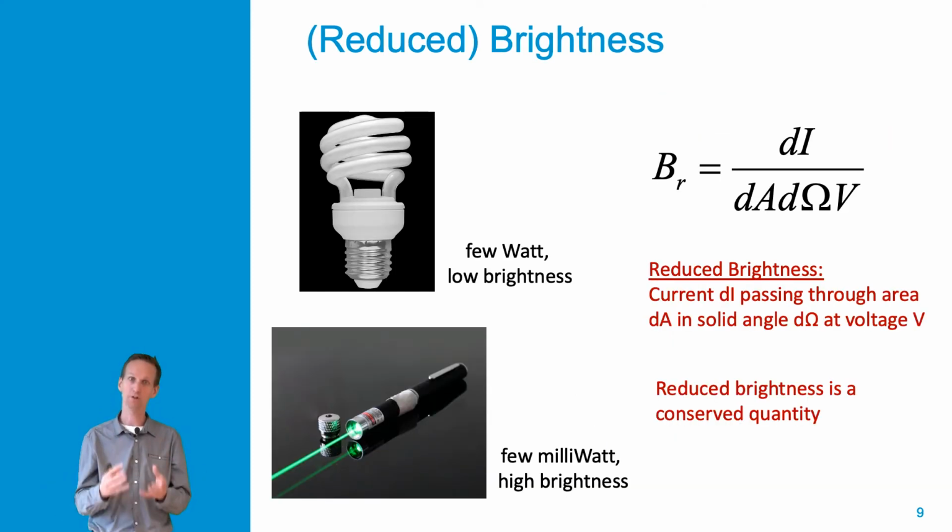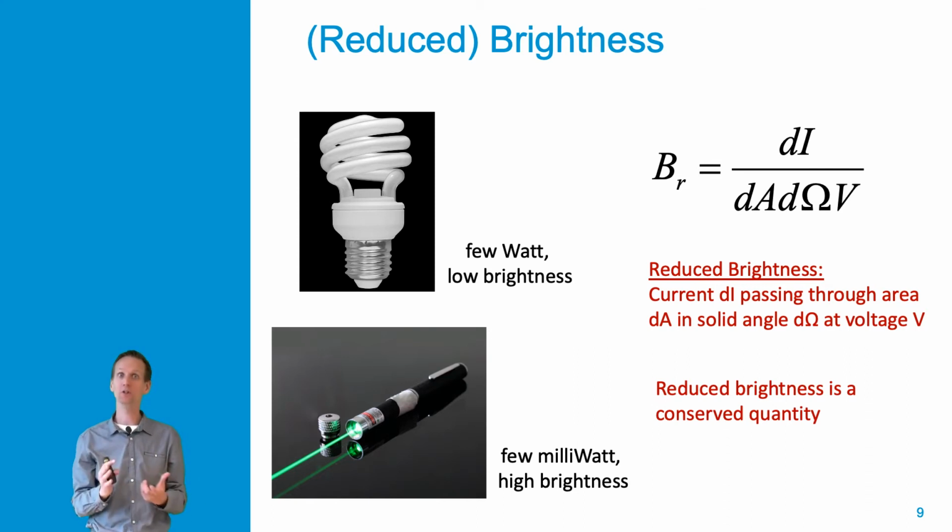So if this current is not conserved throughout the electron microscope column, what other quantity can we use to characterize the performance of our beam? Now this quantity is the brightness, or better, the reduced brightness.